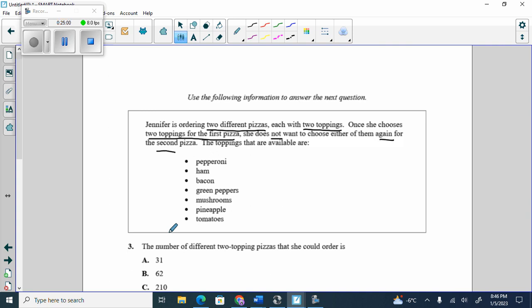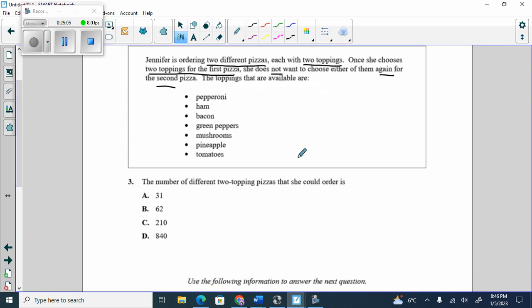The number of 2 topping pizzas that she could order. Now some people will go, oh, okay, I can do this, then this, or this, then this. This is giving those toppings order. The moment you use those blanks, you're saying, well, I have to put this one first, then this one. Does the order of the toppings make a difference on pizza? No. So actually, we're going to count the number of toppings first. There's 1, 2, 3, 4, 5, 6, 7. And we are going to go 7 C 2, because order doesn't matter.